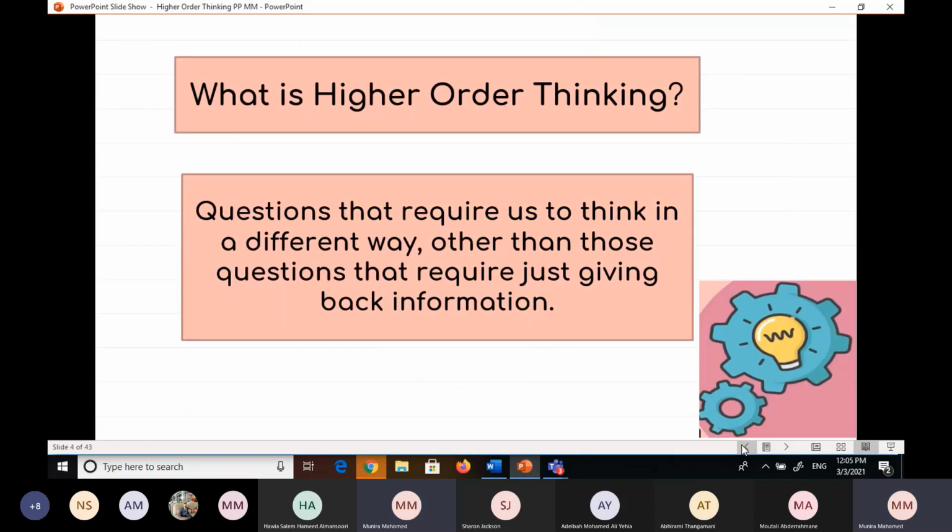So let us start with higher order thinking. What is higher order thinking? Does anybody want to give me an answer, or should I just continue? Does anybody like to pitch in?